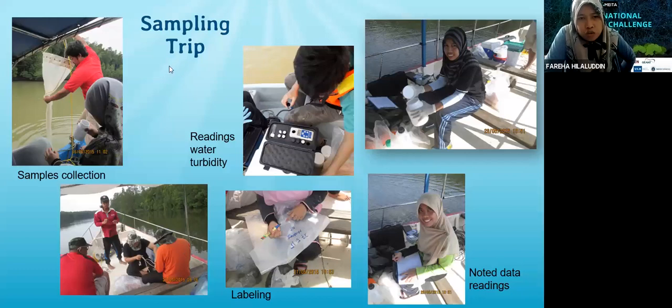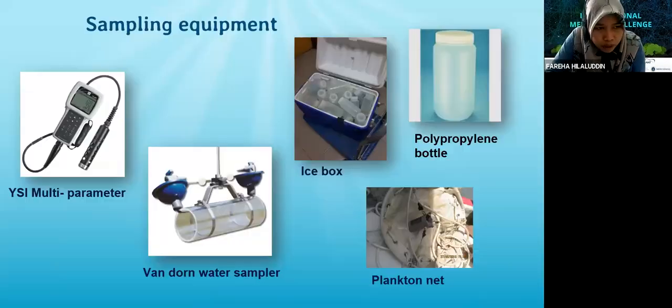Some physical components include nutrients, such as nitrogen, phosphate, nitrate, silicate. We like using bottles and some sampling equipment for analyzing water quality, like the YSI multiparameter. The YSI multiparameter will read temperature, total dissolved solids, conductivity, pH, and dissolved oxygen.